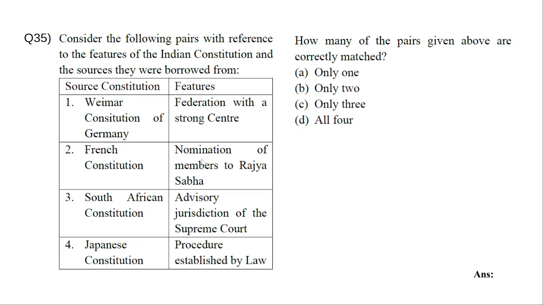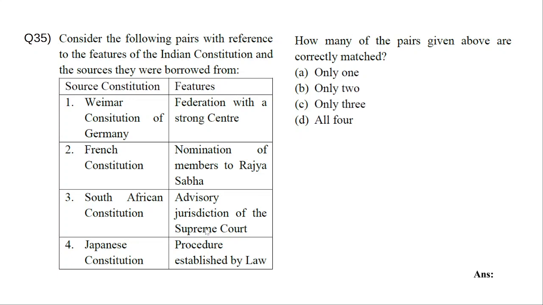Okay. So nomination of members of Rajya Sabha. I told you, election of members to Rajya Sabha is South Africa and nomination is Irish. So this is also wrong. Don't get confused here; Rajya Sabha appears two times. Nomination is from the Irish Constitution, election is South African. Advisory jurisdiction of the Supreme Court, we have seen, is Canadian, like the federation with a strong center.